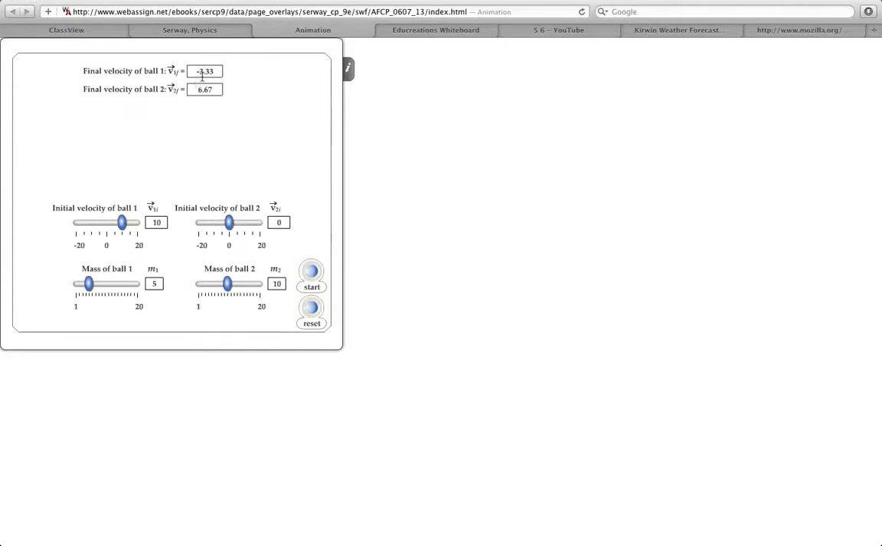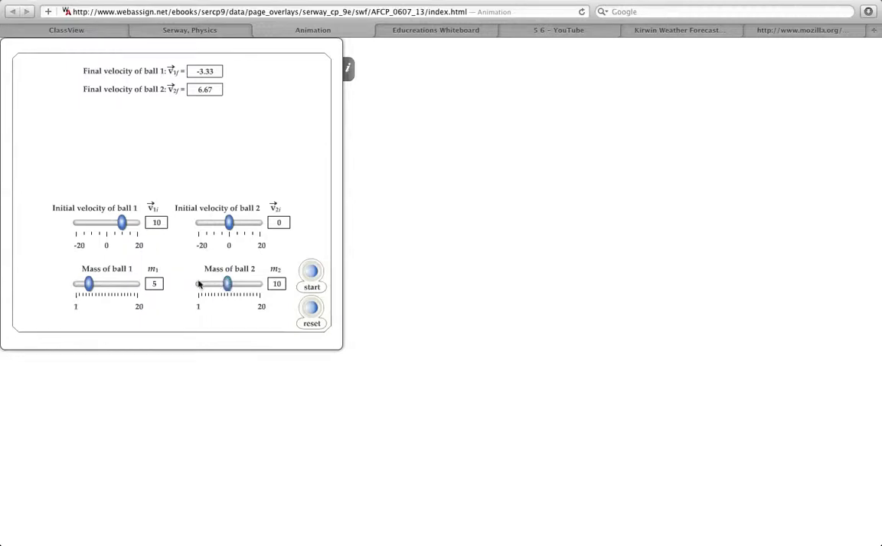And ball 1 only gets 1/3 of it because it's only 1/3 of the mass, and it's actually in the opposite direction. But it turns out that the total momentum to begin with was the same as the total momentum to end. And we'll see how that works out in the math a little bit later.